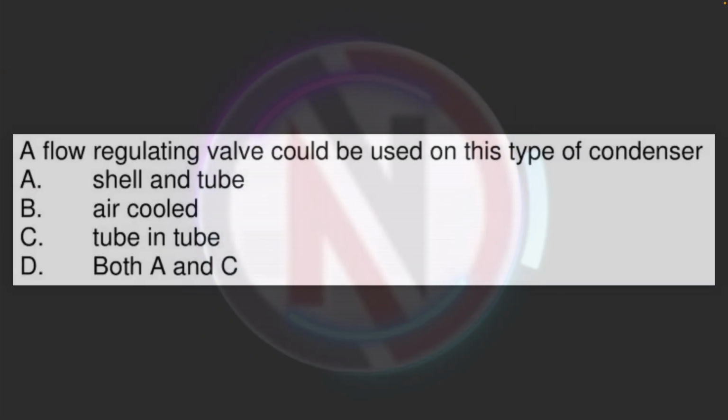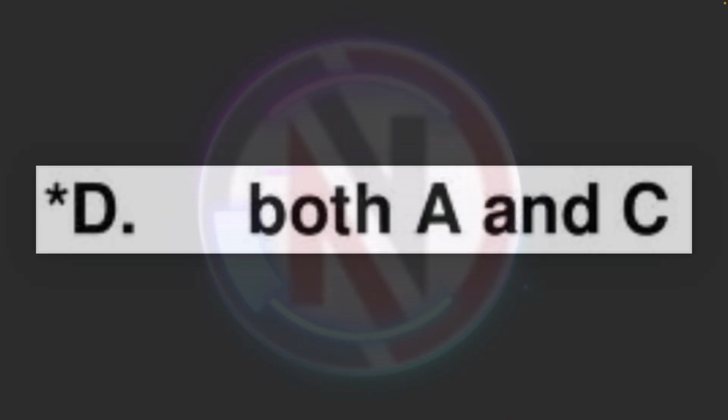A flow-regulating valve could be used on this type of condenser: A. Shell and tube. B. Air-cooled. C. Tube and tube. D. Both A and C. D. Both A and C.